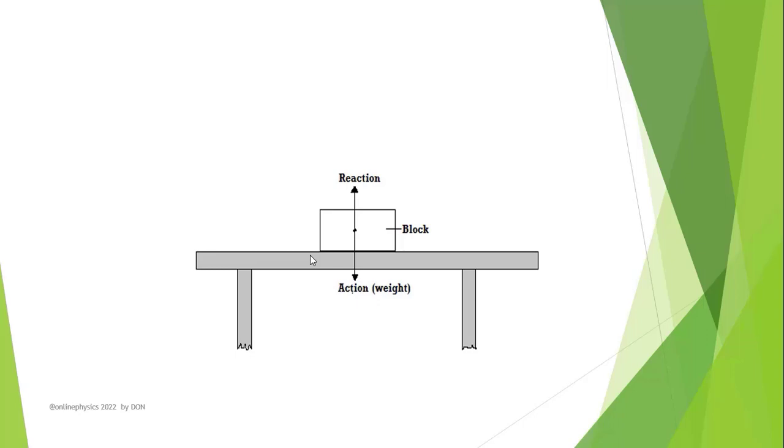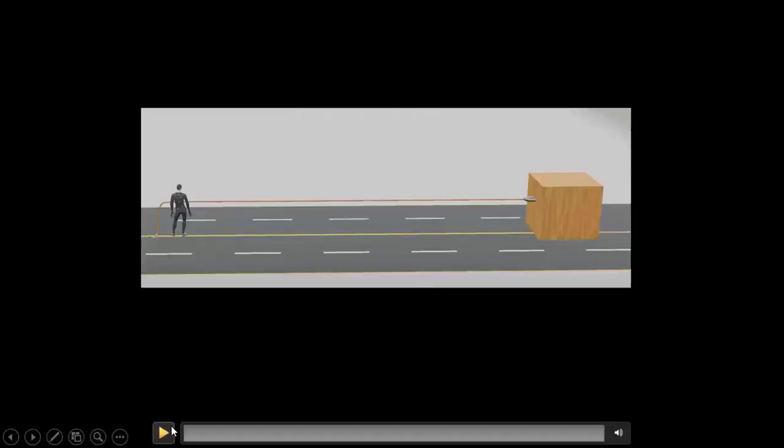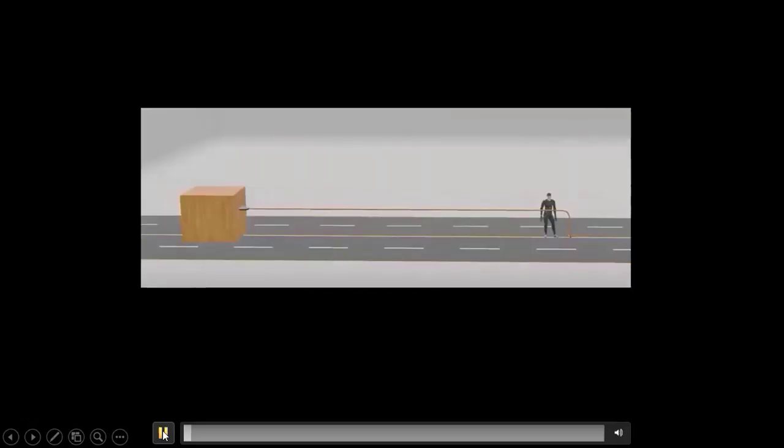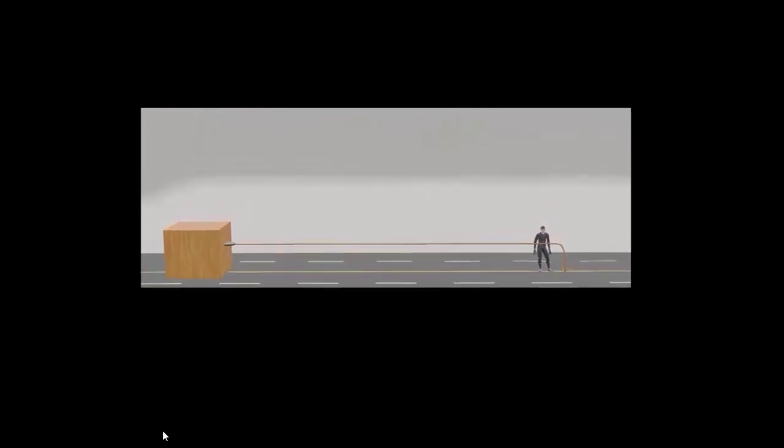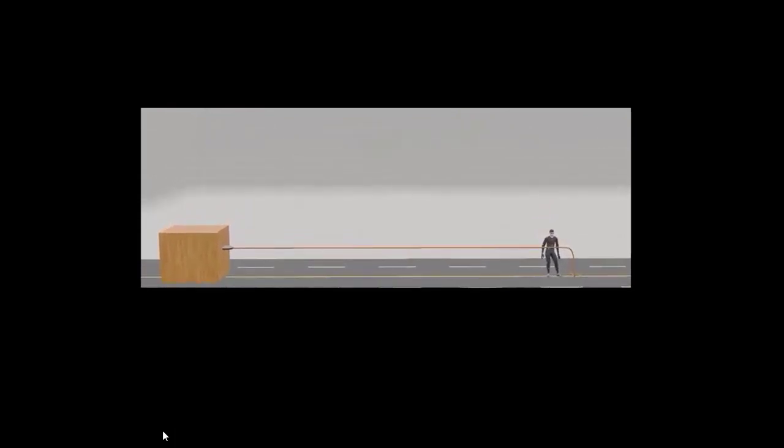So the action is acting downwards, it's acting on the table, then the reaction is acting on the block, and you can see we have those two forces and we have said they are equal and opposite. Then now here we have a video which is going to help us check on that concept of action and reaction. So the block given in the video there is placed on a road surface.